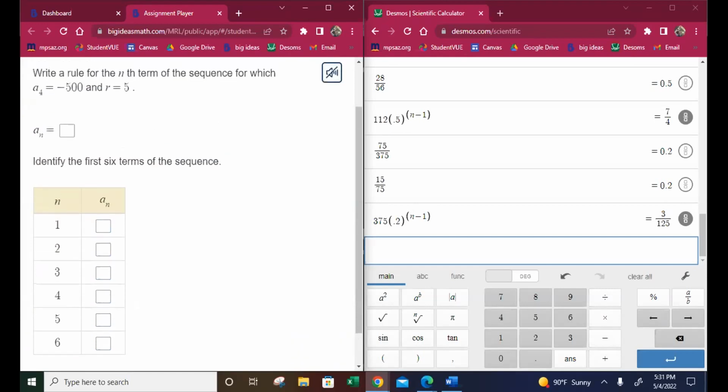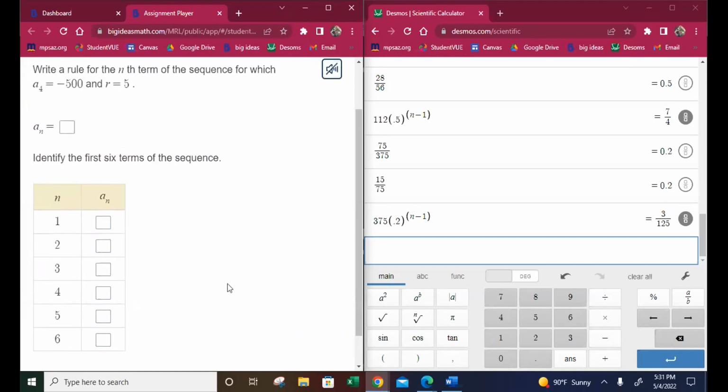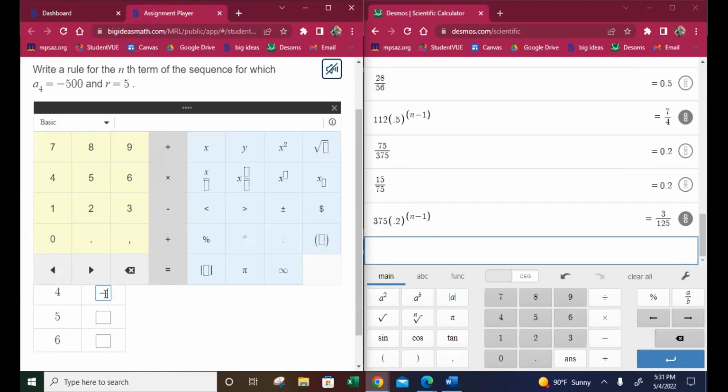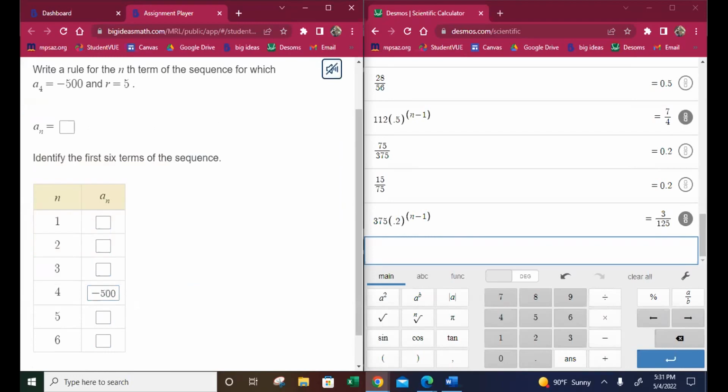Your problem gives you that A4 is minus 500. Do you see that? So it's saying when n is 4, it's minus 500. Okay, so this one is problematic because we don't have the first term, but we've got the fourth term. So how do you go from the third to the fourth term? Well, you multiply by 500. I'm sorry, by 5, that R value.